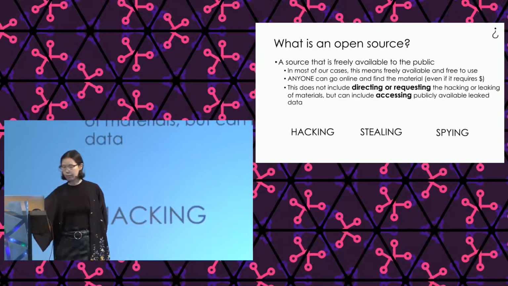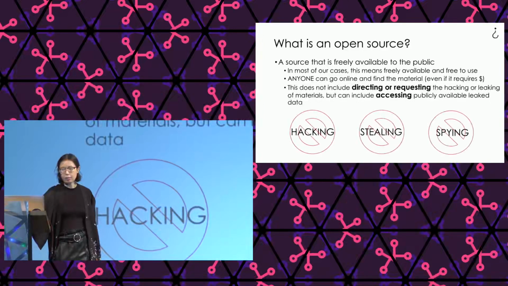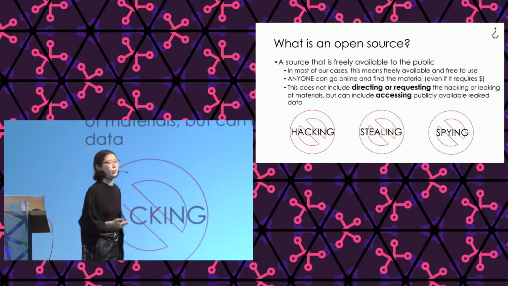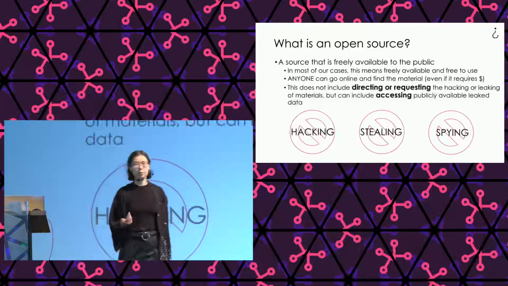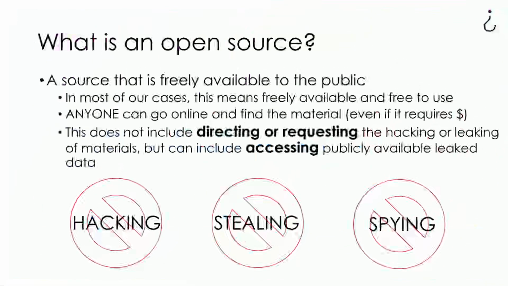And this does not include directing or requesting hacking, stealing or spying, but it can include accessing publicly available leaked data, okay? So we're never going to come up to a hacker and say, hey, could you hack this person's social media or hack this database? But if some hacker has already leaked it, or some organization has already leaked it, we might use this information, okay?